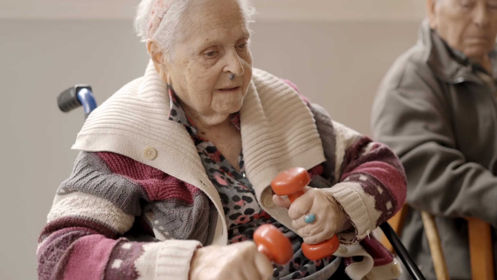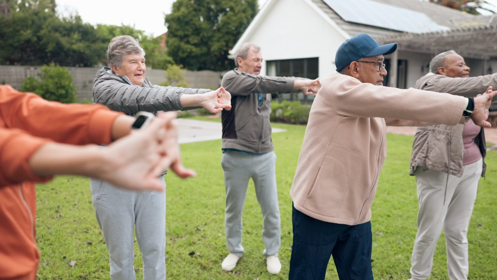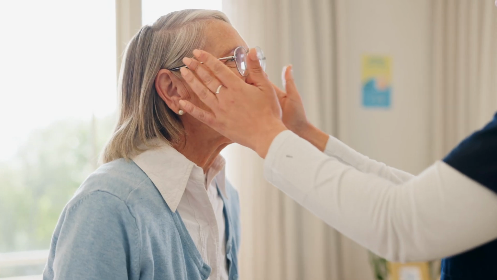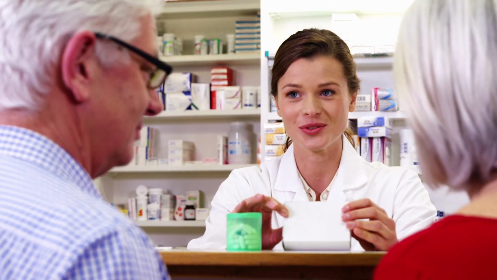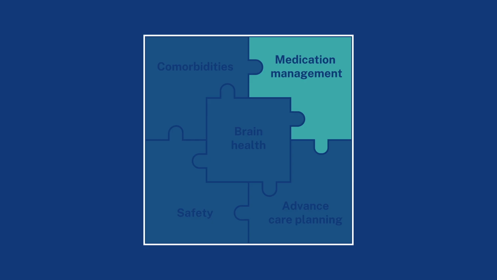Your action plan should include key recommendations for improving brain health, like increasing physical and social activity, for example, with an exercise class, or referring to a specialist to correct hearing and vision. It should also include key recommendations for protecting brain health, like preventing harmful medication side effects, for example, from anticholinergics or sedatives.